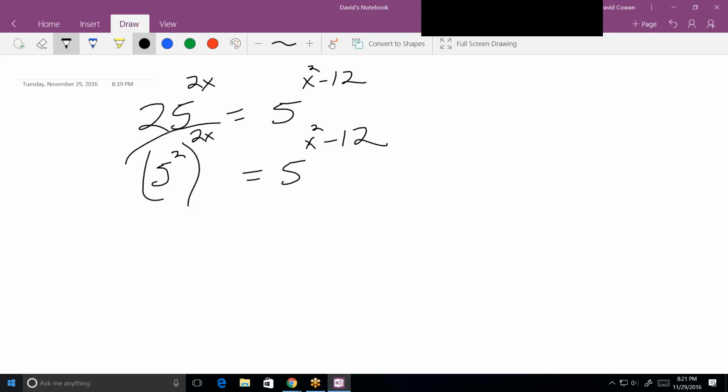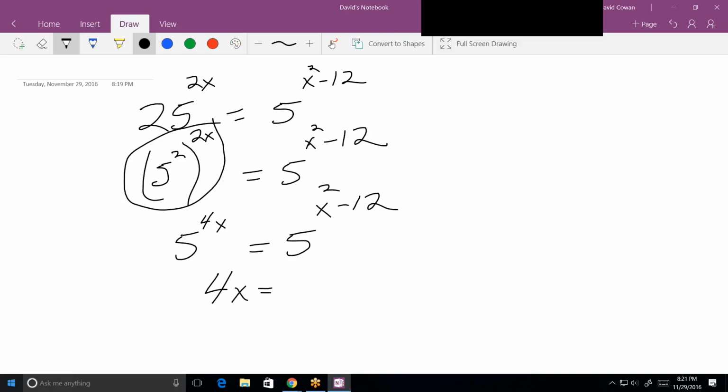Now, applying the rules of exponents, what's that equal to? 5 to the power of 4x. Now what can I do? Now I got the same base on both sides. You can set the stuff in the exponents equal to each other. Yeah, the exponents have to be equal. Now solve that.